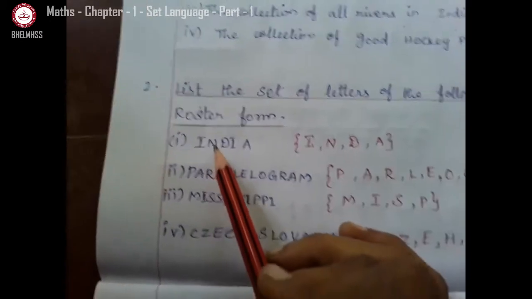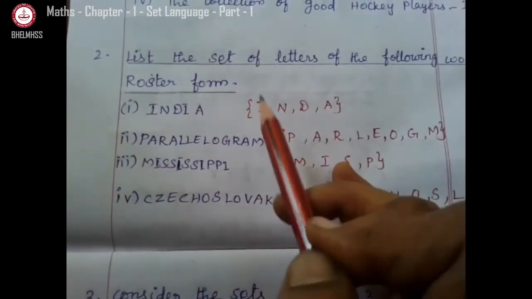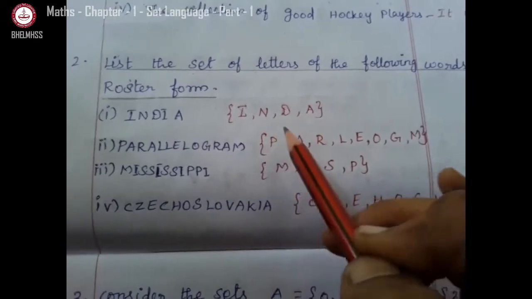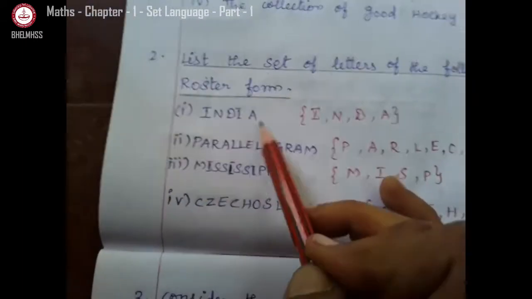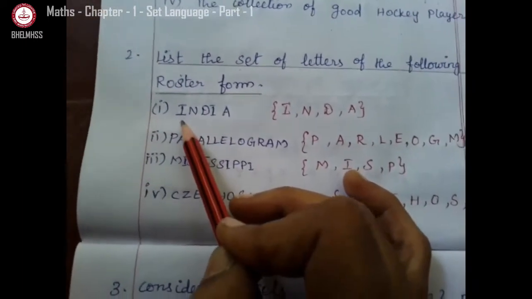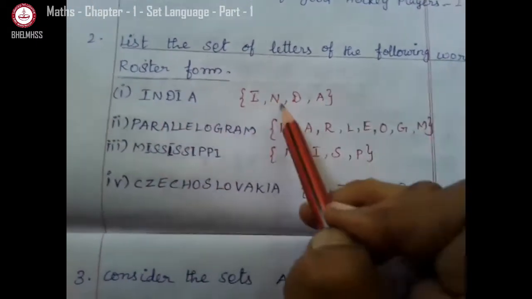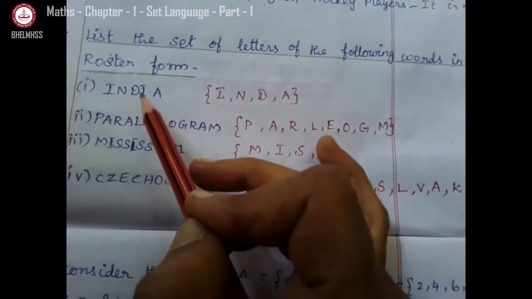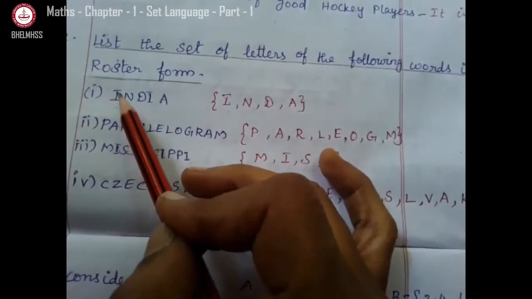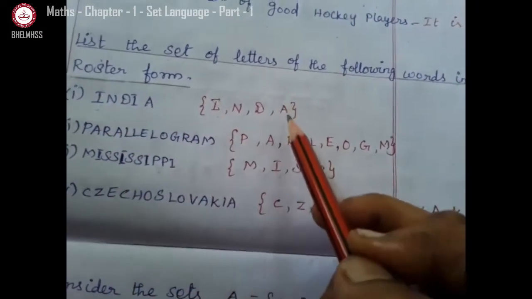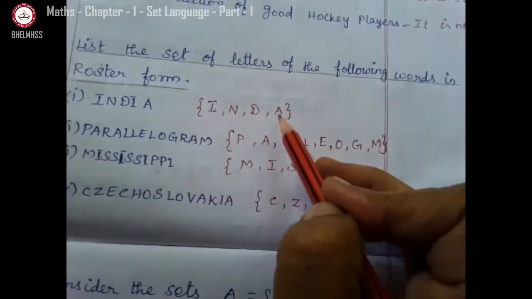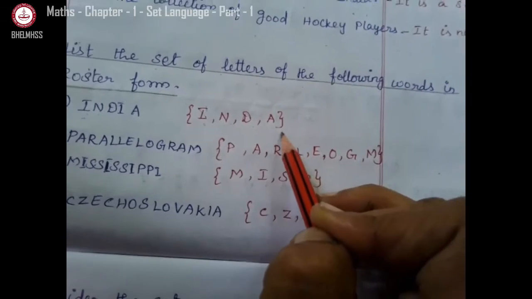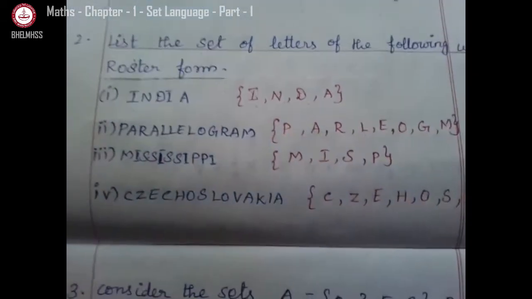List the set of letters of the following words in roster form. You know that already. Inside the curly bracket you write the letters, that means roster form. Here given India. So first letter I, you write N, D, you put the comma between the letters. I is already written, so don't write again, write only one time. So {I, N, D, A}, close the curly bracket.